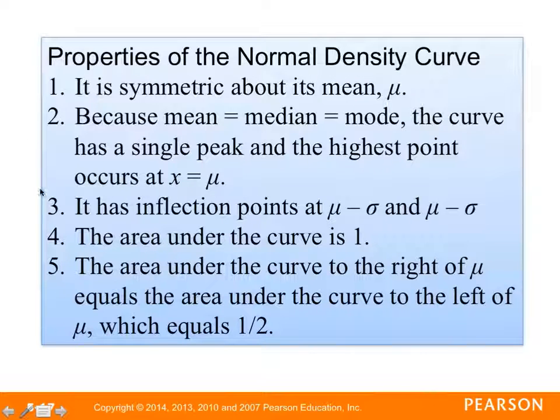So we know it's symmetric around the mean, and then we know also that the mean is in the middle, and then we also know that the area under the curve is 1. So if you can imagine your normal curve here, we have the mean in the middle. If we take the right-hand side and flip it across the mean, it should be pretty much the same as the left. So that means that the area to the right is going to be the same as the area to the left. So they're both going to just be 1/2 or 50%.